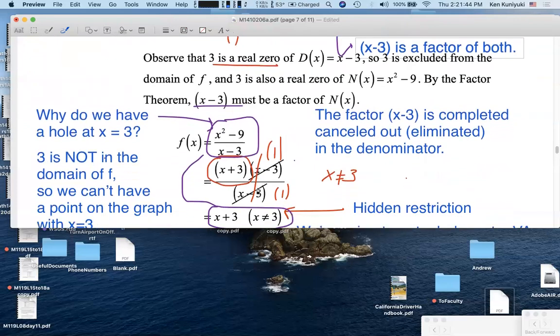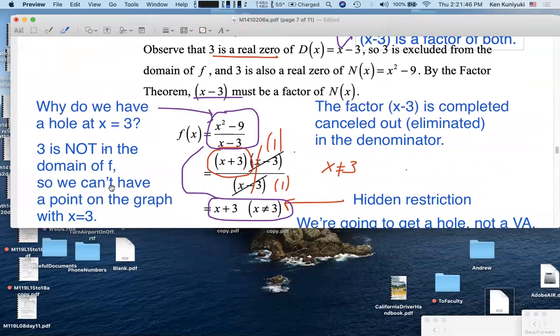Again, why do we have a hole? Because 3 is not in the domain of f, so we're not allowed to have a point on the graph there. And the corresponding factor x minus 3 is completely canceled out in the denominator. So here's the thing. Normally, if the denominator is approaching 0, we're in trouble. We might have a VA, or vertical asymptote situation, like a big sudden explosion. But because we have a twin, an x minus 3 factor up here, who ultimately destroys all the x minus 3 factors down here, the x minus 3 factor in the denominator is no longer a threat.